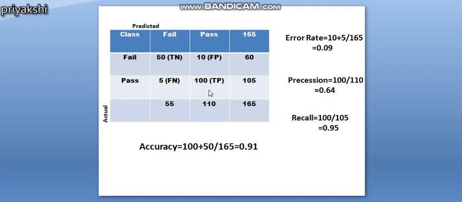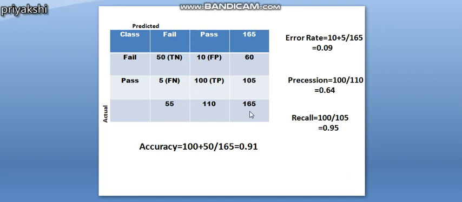examination. So you have to always remember that whenever you are adding the values like total fail, total pass, it should be calculated as 165, and here also the total value is 55 plus 110. It should always be equal to the total number of students.